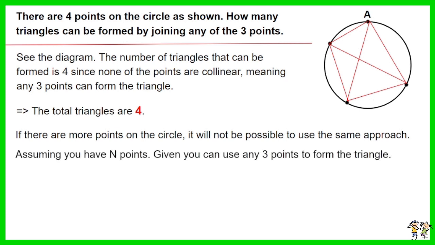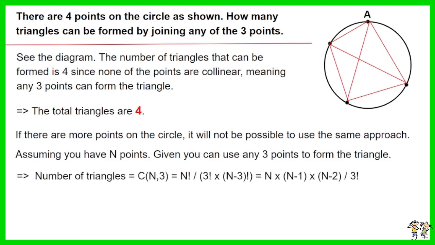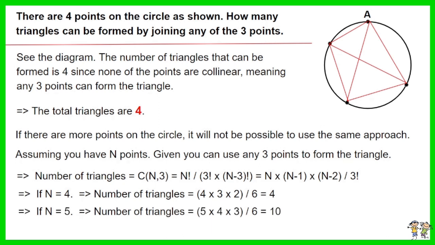Assuming you have n points, given you can use any 3 points to form a triangle, the number of triangles can be calculated using the combination formula of nC3 as shown. Using the formula, if n equals 4, the number of triangles equals 4. If n equals 5, the number of triangles equals 10.